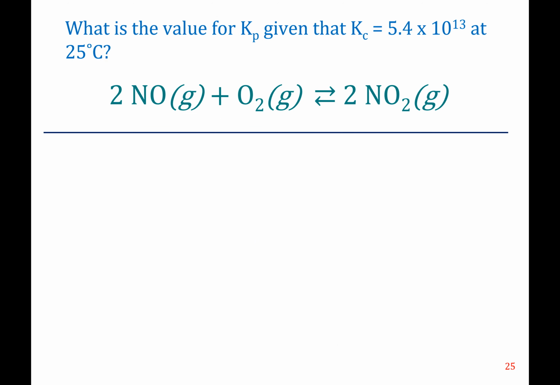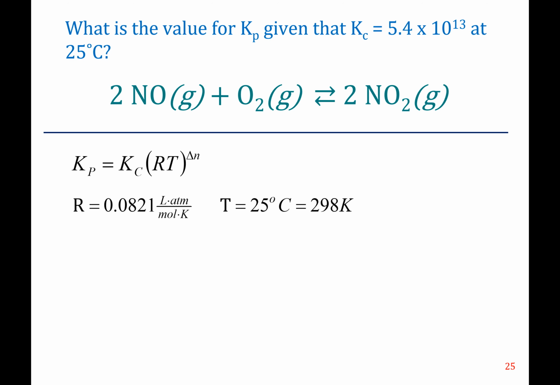So suppose we wanted to know the value of Kp given that Kc is equal to 5.4 times 10 to the 13th at 25 degrees C. How can we find this? Remember, Kp is equal to Kc times (RT) raised to the delta n. We want to know what Kp is. We're given a Kc. We know what R is, 0.0821 liter atmospheres over mole Kelvin, and our temperature is 25 C, converted to Kelvin, 298 K.